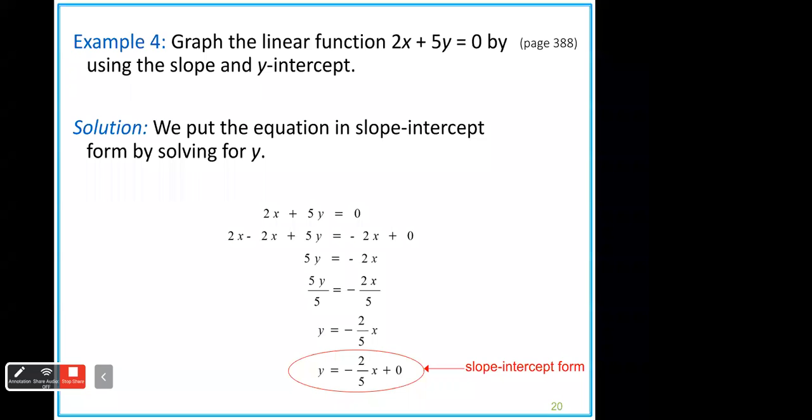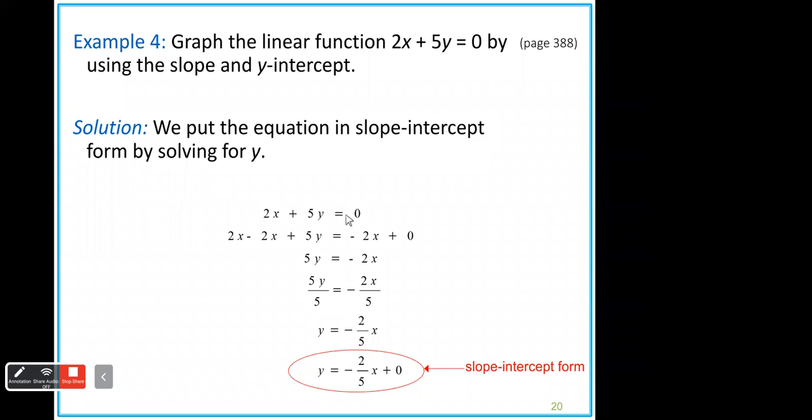All right, so here now we have another example, but this time they don't exactly put the equation in the slope-intercept form. They put it in the form that we used when we started the lesson, where we were looking at calculating x and y intercept. But even if they put it in this form, we can rewrite the equation into the slope-intercept form. So this is what we got, 2x plus 5y equals 0.